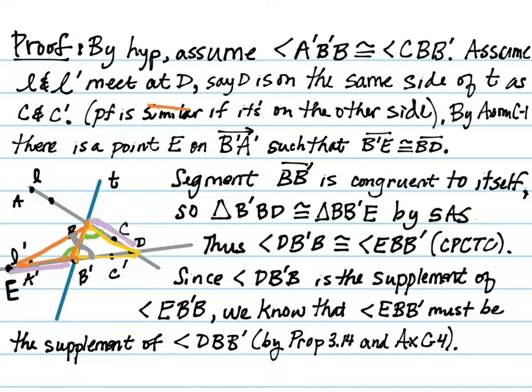Okay, so which two are supplements? Let me see if I can mark them. I need more colors. How about a red? I haven't used red yet. All right, DB prime B, the gray one, is the supplement of EB prime B, the green one. All right, so these two are supplementary, which therefore makes these funny two at the top, which clearly don't look supplementary, right? They add up to 180. Cool.